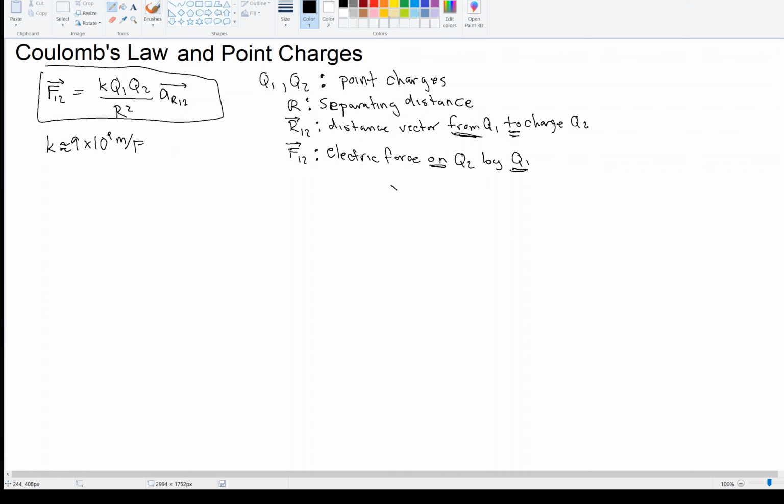Okay, but we'll often break this constant down into a different constant, 1 over 4 pi epsilon 0, like this, where epsilon 0 is, not exactly, but up to 4 significant digits, 8.854 times 10 to the minus 12 farads per meter. And you say, well, why do we do that?